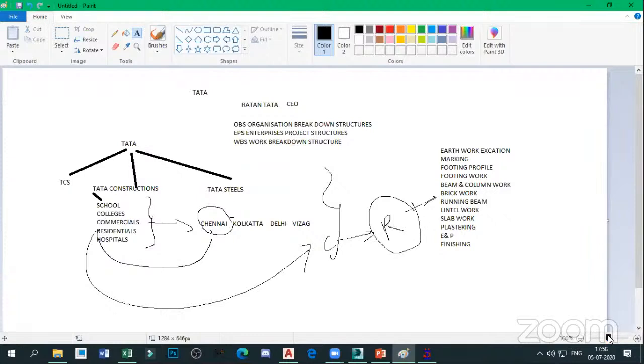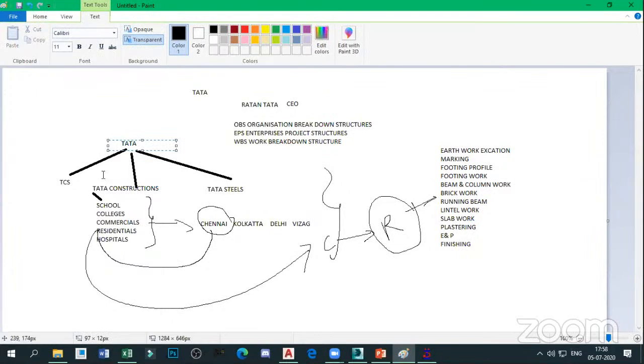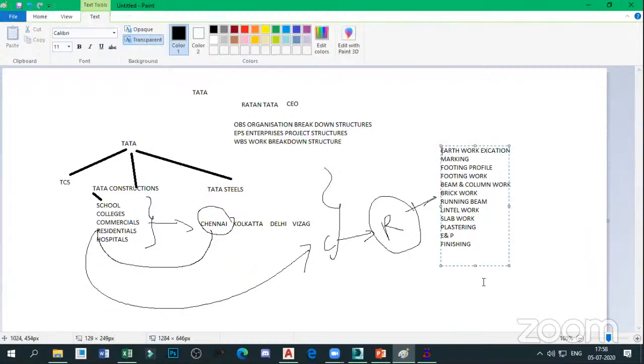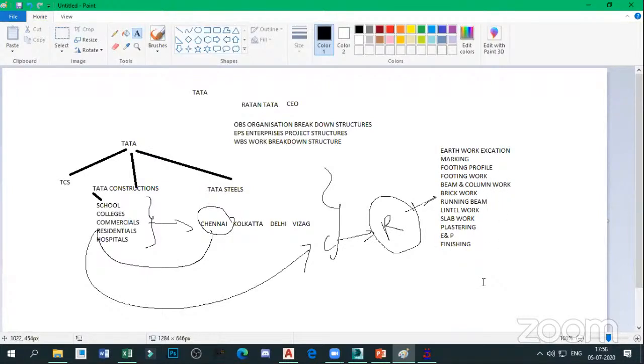That is the WBS categories. Tata is considered as the organization breakdown structure. Tata Consultancy Services, Tata Construction, Tata Steels are considered as the enterprise breakdown structure. And for school, college, what constructions they are doing and what preferred locations they are selecting, we sort it out using the OBS, WBS, and EPS categories. From this WBS category, we categorize with working activity details.